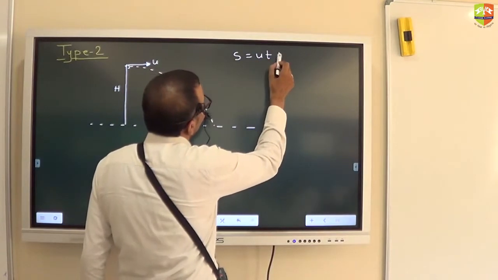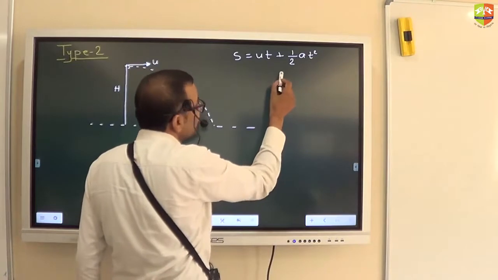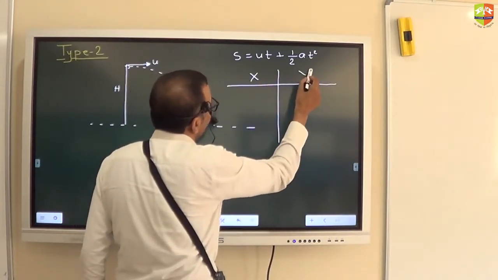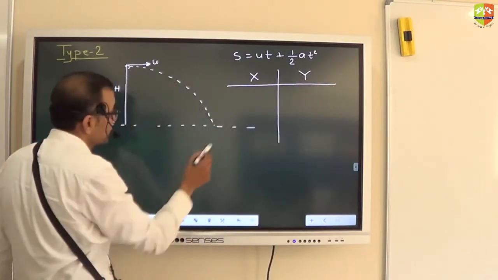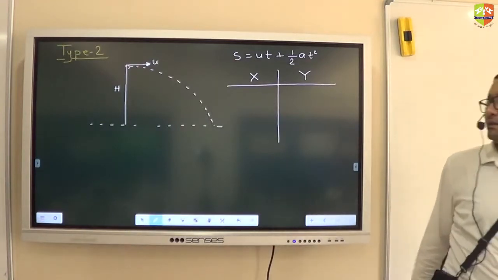Please write down this equation. S equal to ut plus half a t square, I want you to write this along x-axis and along y-axis. Just write it, don't solve anything. Along x and y-axis, write down this equation. Initial velocity along x-axis is what?